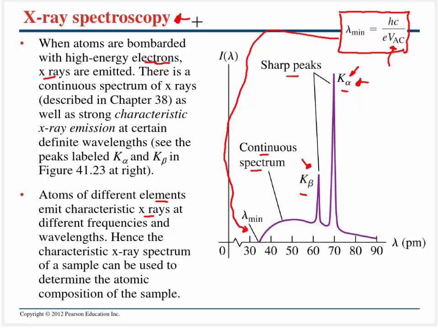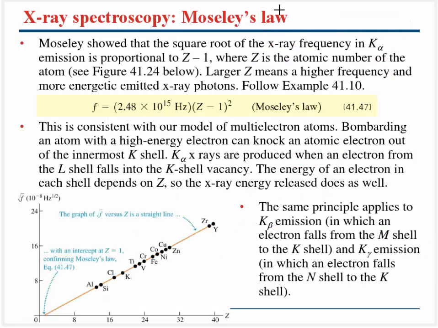So a fellow by the name of Moseley was taking a look at the K alpha, that's again the most intense short wavelength line that we saw, and he noticed that the emission was proportional to the atomic number Z minus 1, and it was directly proportional. What he found was that a larger Z means a higher frequency and more energetic X-ray photons were emitted, and he came up with this law right over there that describes the frequency with the atomic number, and this is just an empirical fit right over here.